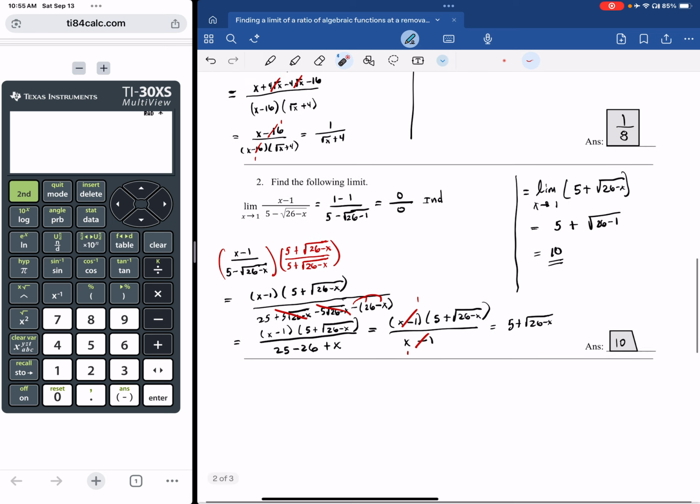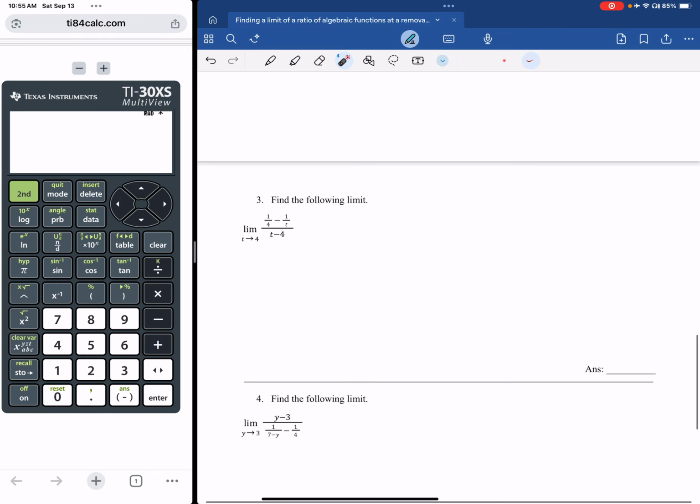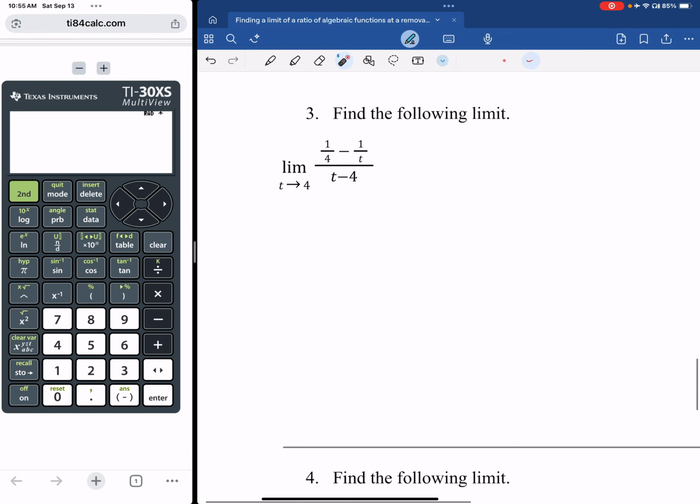In fact, these are going to be compound fractions, meaning we have fractions in the numerator and the denominator. The next limit is the limit as t approaches 4 of a fraction, and in the numerator we have 1/4 minus 1 over t, and then in the denominator we simply have t minus 4. Again, I'll always try direct substitution first, so this would be 1/4 minus 1 over 4, and in the denominator, we would have 4 minus 4.